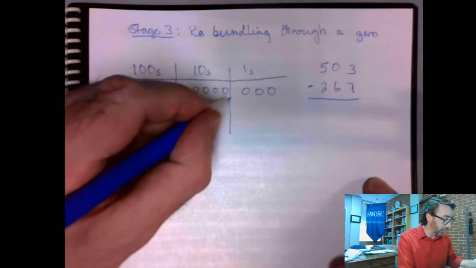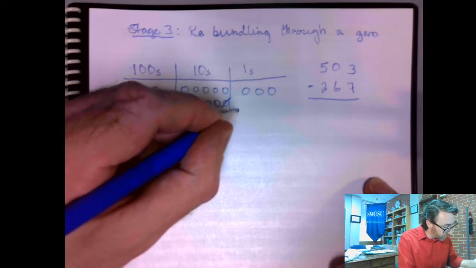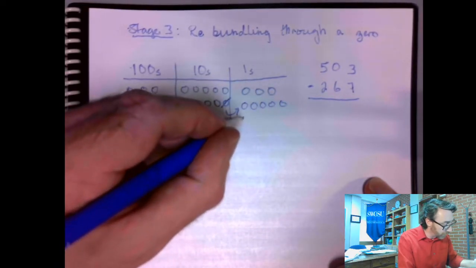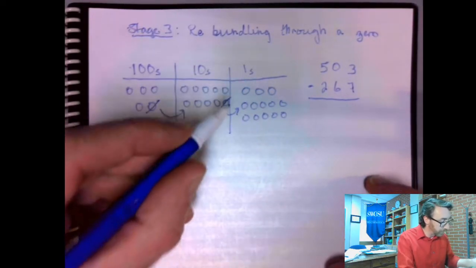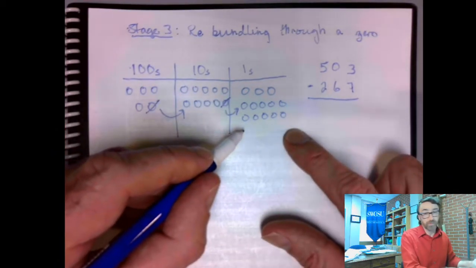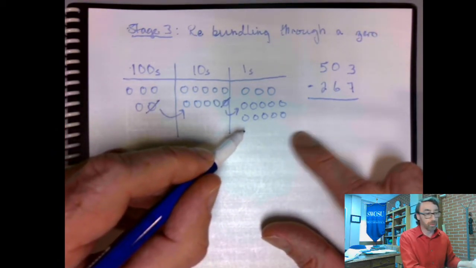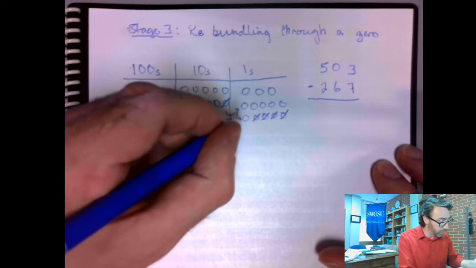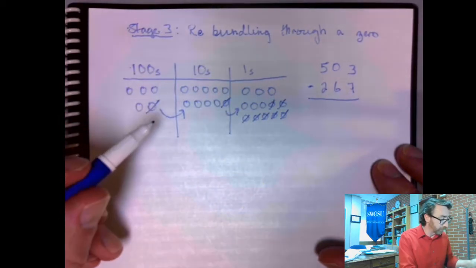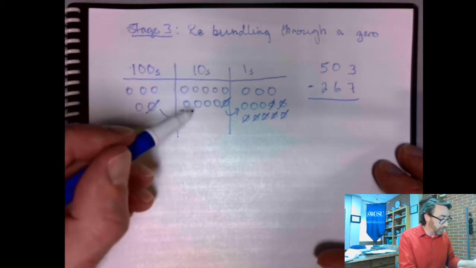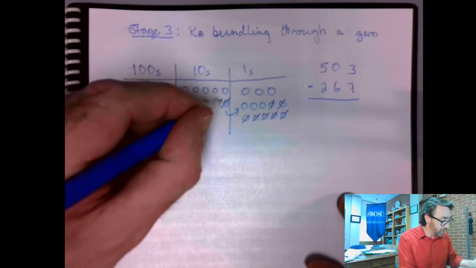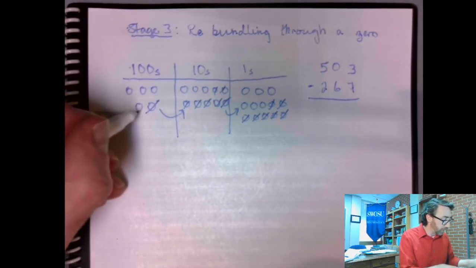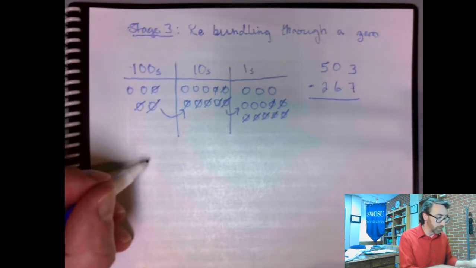And now I take out one of those, and now I can unbundle and get 1, 2, 3, 4, 5, 6, 7, 8, 9, 10. Okay, now I have enough items in the tens tray to cross out 7. So take 1, 2, 3, 4, 5, 6, 7. And now here I'm supposed to cross out 6. 1, 2, 3, 4, 5, 6. And finally, cross out 2 in the hundreds tray.